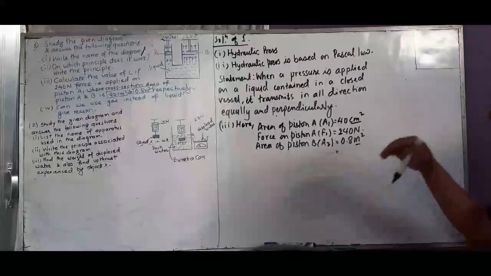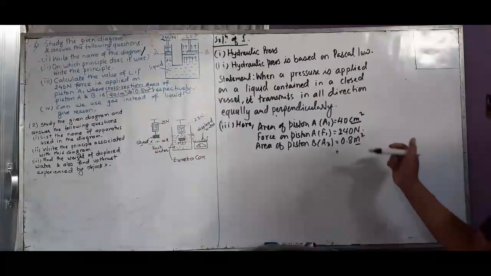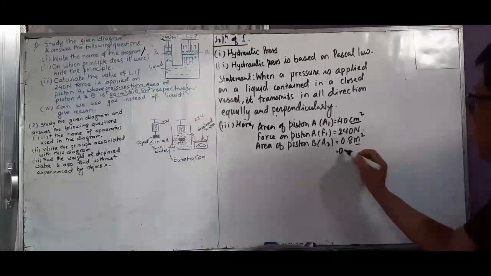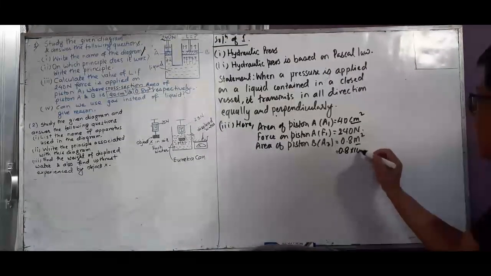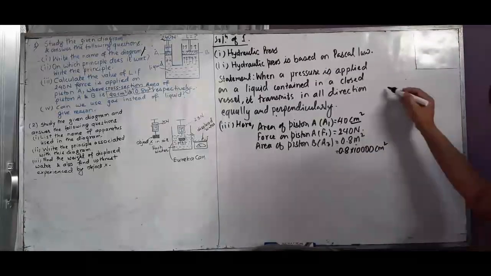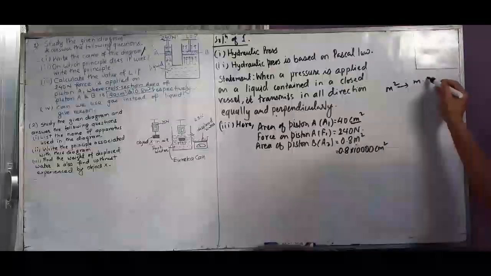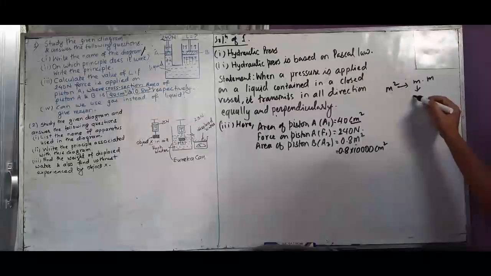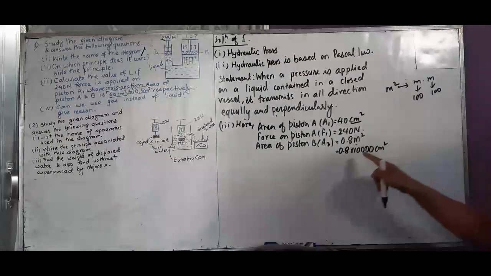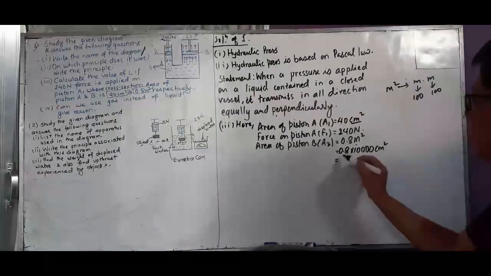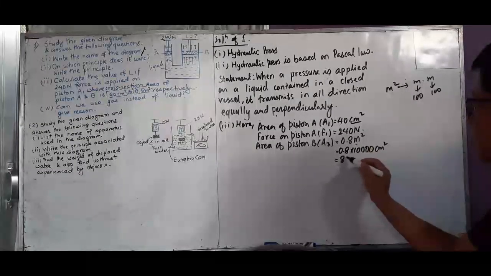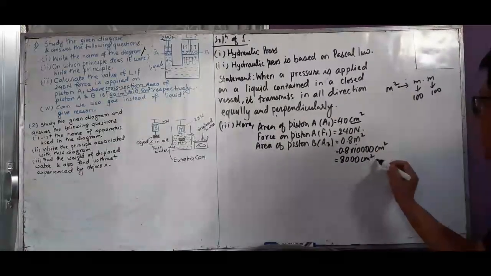So we have to change them, or we have to make them the same. Changing this meter square into cm square, we have to multiply the meter square by 10,000. Now it becomes cm square, because meter square is m times m. 1 meter contains 100, so each meter contains 100 times, which becomes 10,000. When multiplied by this 10,000 and 0.8, we get 8,000 cm square.